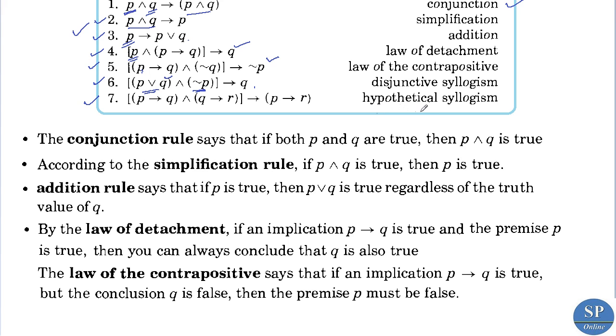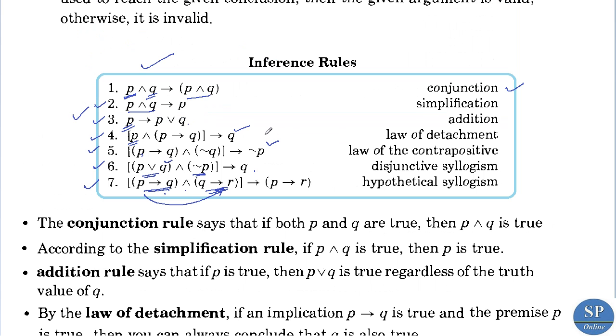Last one is hypothetical syllogism. P implies Q and Q implies R implies P implies R. That is, if P implies Q is true and Q implies R is also true, then we can say that P implies R. It is like transitivity; that is what hypothetical syllogism means. So P implies Q is true and Q implies R is also true, then P implies R must be true. That is hypothetical syllogism.